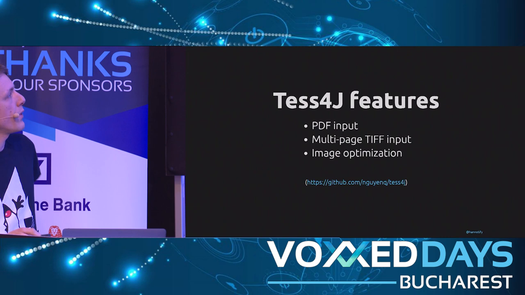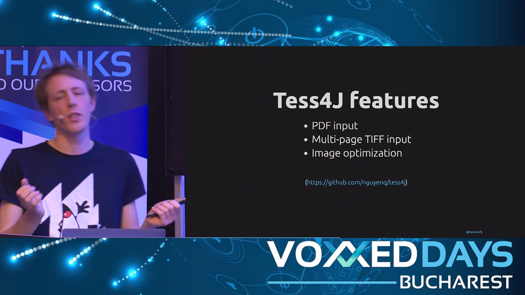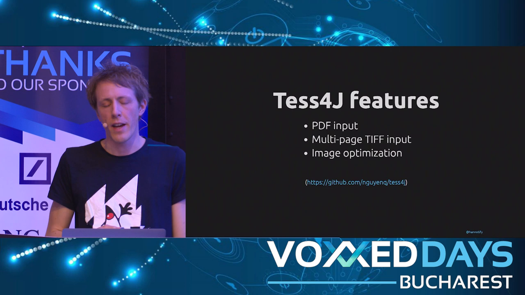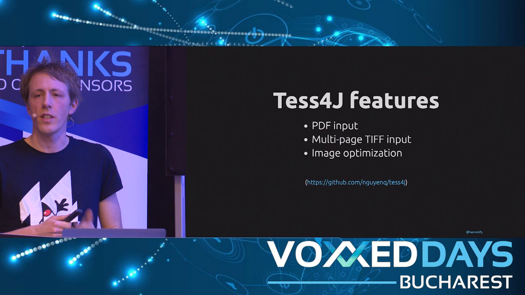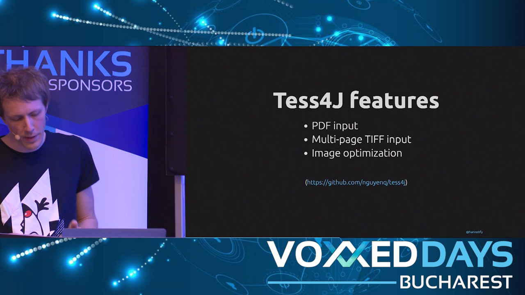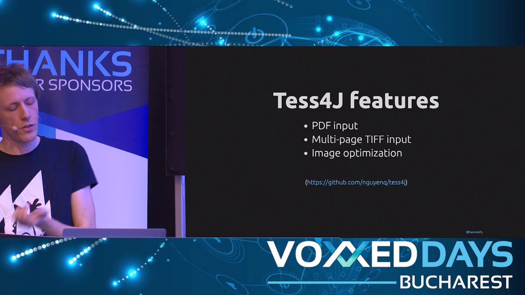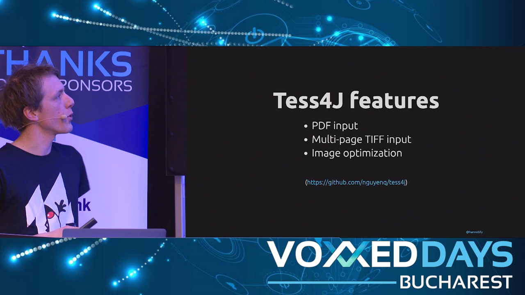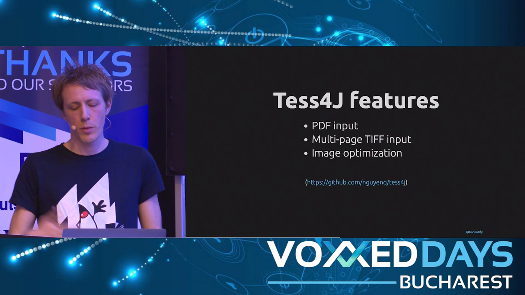What are the features of Tess4J? Besides being a very simple wrapper for Tesseract for Java, it also has a few extra features. One of them is PDF input. Tesseract usually just gets an image file as input, and Tess4J can also handle PDF. It will convert it under the hood to image files. You can also feed it multi-page TIFF inputs. This is the way it works: Tess4J will read the PDF, then convert it to multi-page TIFF inputs, and then send this page by page to Tesseract. It also contains some image optimization options that you can use to automate your image optimization.